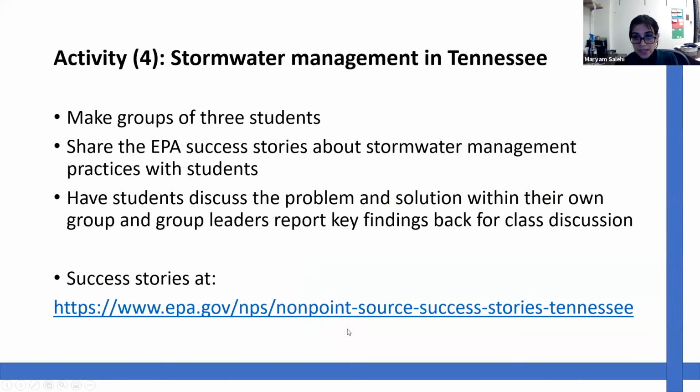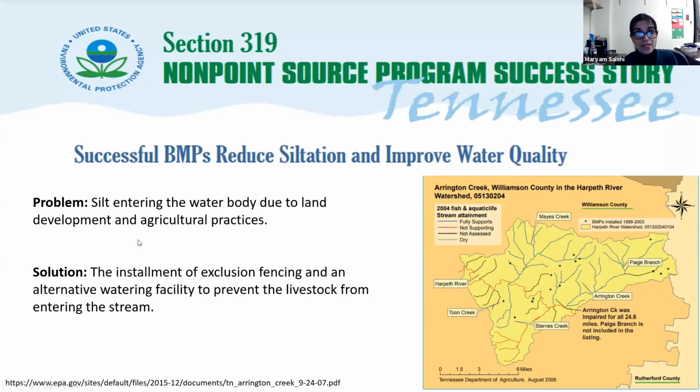This is the website that I provided here. It is provided by EPA, and it has stories for different states. These are the stories for Tennessee. These are the success stories, which show the problem with stormwater contamination and how they solved it. There are lots of stories there and they are simple. You can assign, for example, one story to a couple of students and ask them to identify the problem and see how they resolved it.